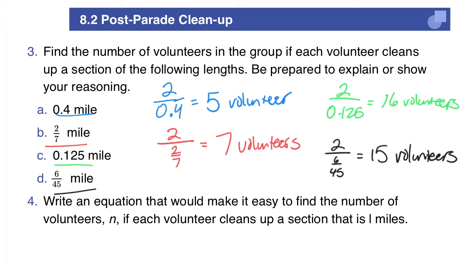And then going down to number 4, we're going to generalize these patterns we saw into an equation. So I noticed that each time I was figuring this out, I took 2 divided by the length that each volunteer was cleaning, and that gave me N, the number of volunteers that we needed. The key thing to notice here is that this equation is similar to our previous equation, it's just rearranged.